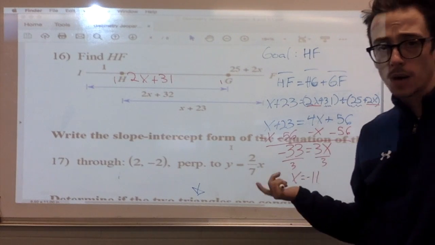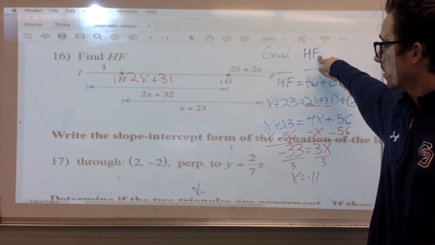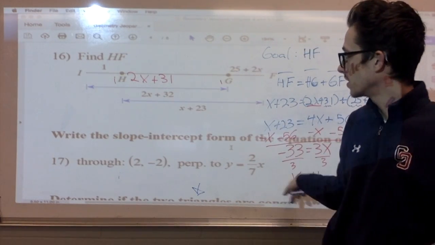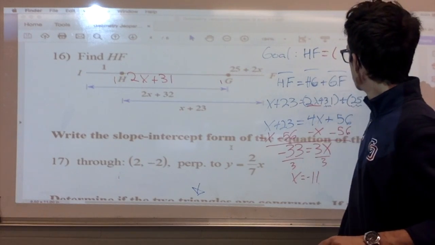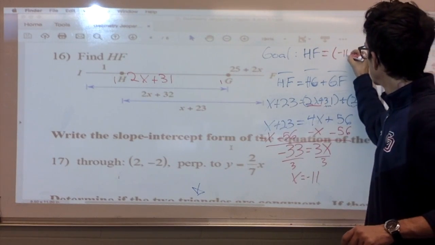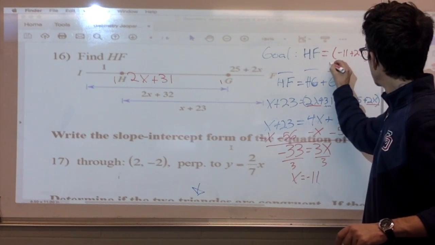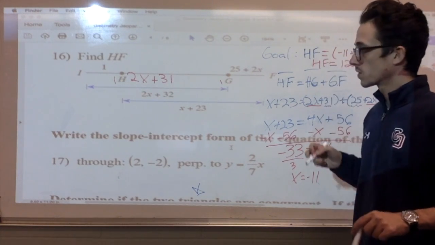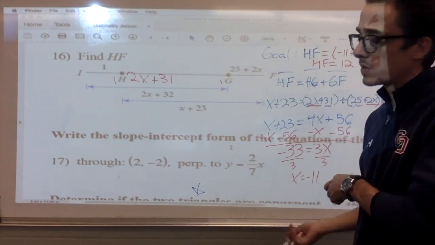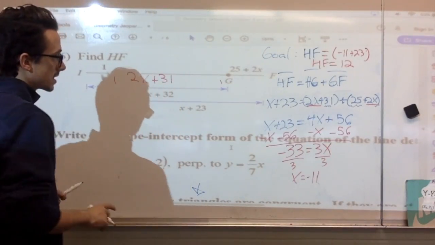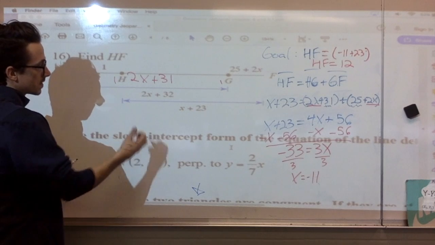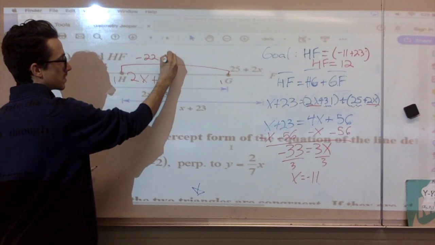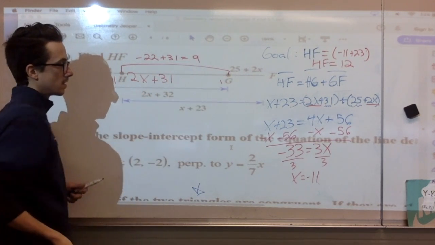Which is cool because this will allow us to go back and make note of our goal, HF. So HF was from here to here. We know that x is negative 11, so HF is equal to negative 11 plus 23. So this is equal to 12. What's cool is that we can go back and check our work on this if we need to. So if we're doing this correctly, we should be able to say that this is going to be negative 22 plus 31, so that's 9.